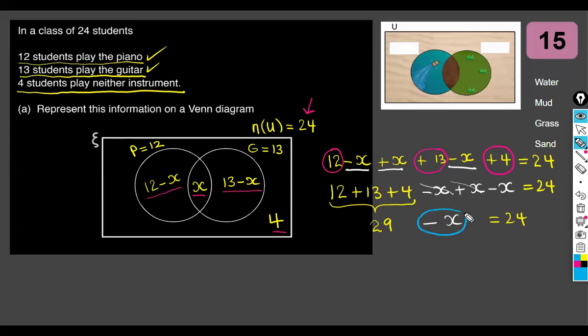If I take minus x and throw it across, won't I get positive x? And if I take positive 24 and throw it across, I'll get minus 24. So on the next line, if you throw across positive 24, you get minus 24. And if you throw minus x on the other side, you get positive x, right? How much is 29 minus 24? 5. So positive x, which is what I need to solve for, is 5.